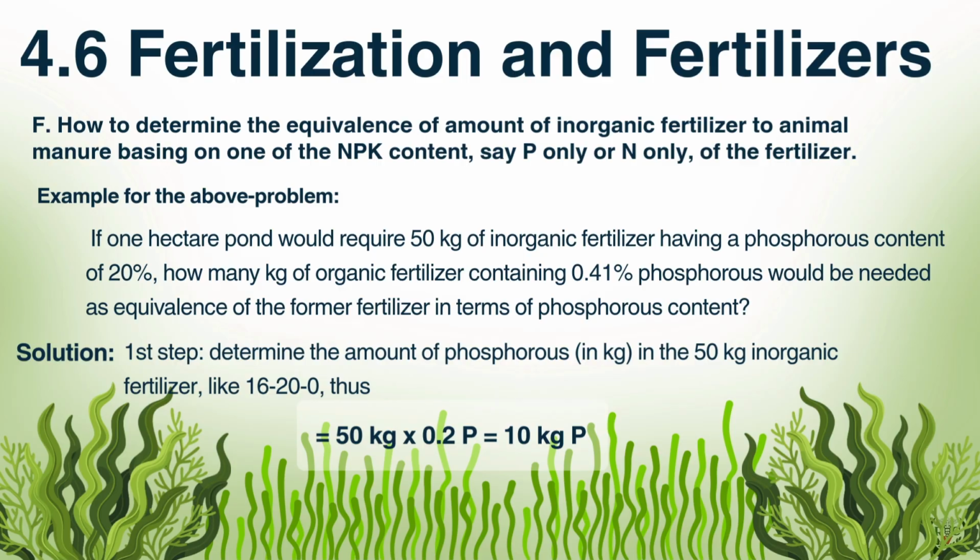So for the solution, the first step is that we need to determine the amount of phosphorus in kilograms in the 50 kilogram inorganic fertilizer like 16-20-0. Thus, the 50 kilograms should be multiplied by 0.2, because in 16-20-0, the 20 is the P. Then the answer is 10 kilograms P.